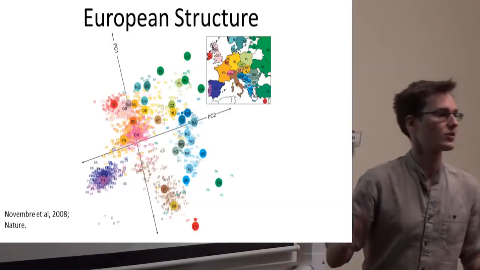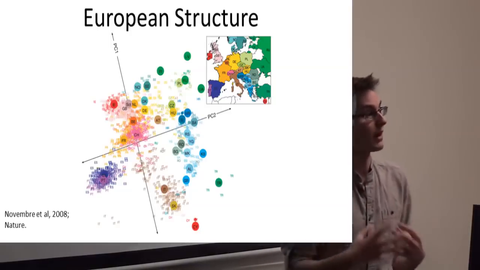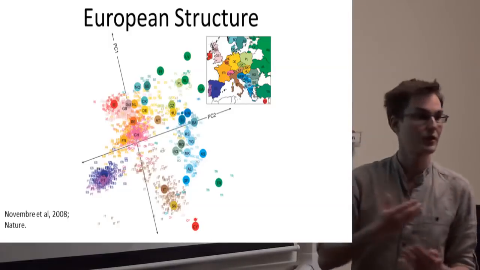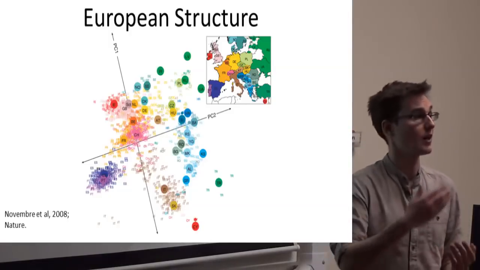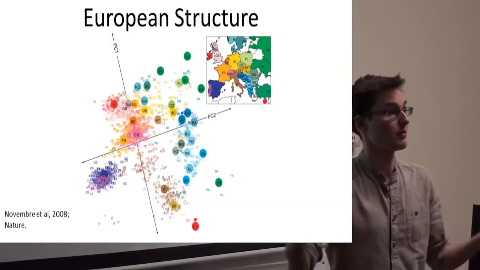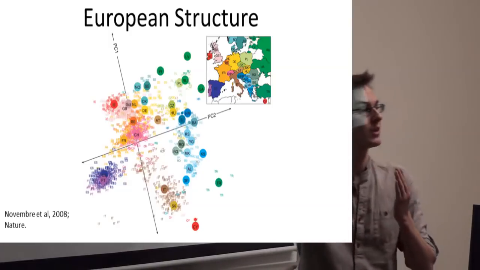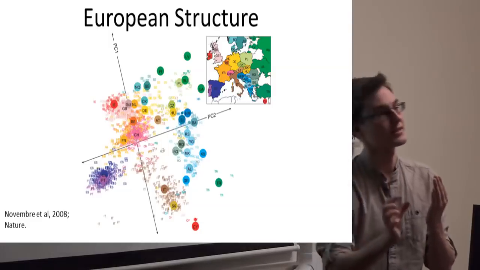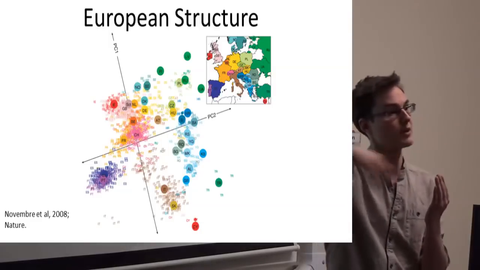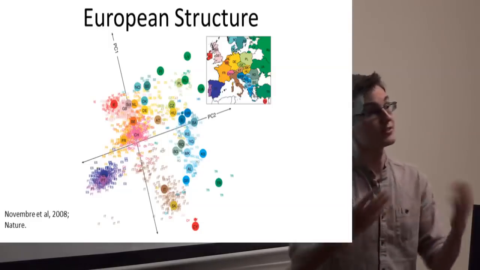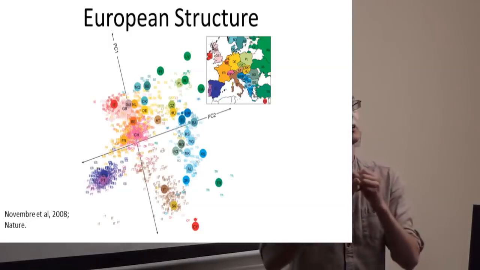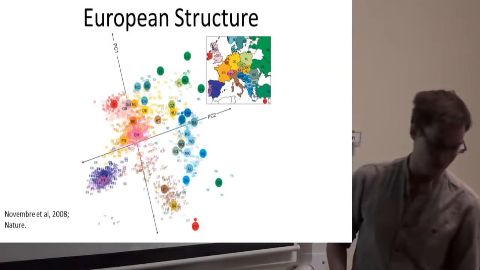So PCA is just a simplification algorithm. And what this does is output principal components, which are simply dimensions. And what happens is, along a single dimension, individuals that are genetically related are in the same area of that dimension. So they cluster together, and individuals that are genetically far apart cluster away from each other. And you can see that on this plot.